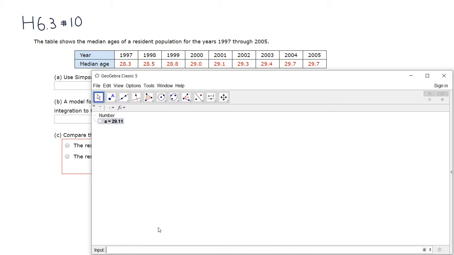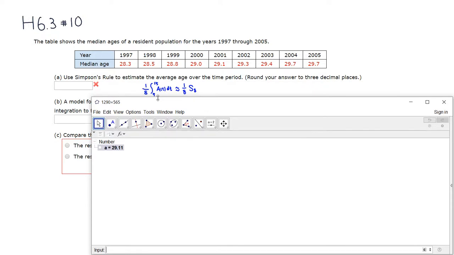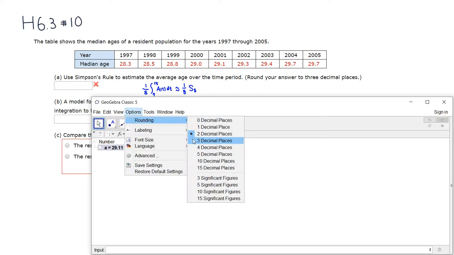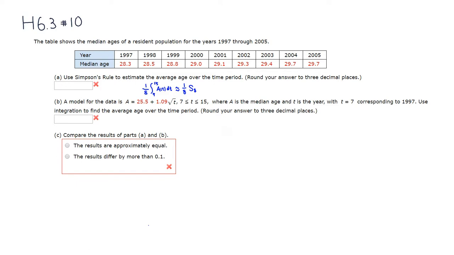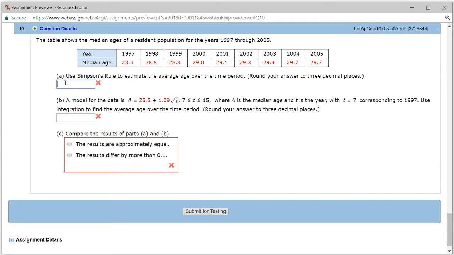So let's hit enter. It came out to be 29.1, and we need 3 decimal places, so you're going to have to change the rounding to 3 decimal places. So we have 29.108. I'm going to put that in there. Sorry about that. Let's check the answer. Submit for testing. I came back, and it looks like we got part A correctly.